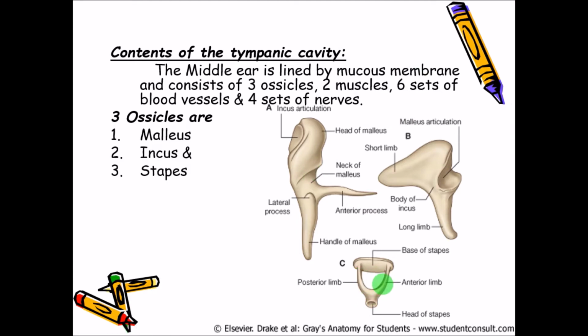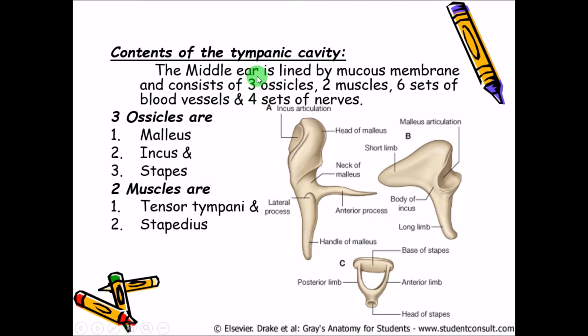These 3 small bones, called ossicles, are present in the middle ear. Along with that there are 2 muscles, the tensor tympani and the stapedius. There are 6 sets of blood vessels, just double, and 4 sets of nerves. We will talk about the blood vessels and nerves later when we talk about the blood supply and nerve supply. So the 3 ossicles are malleus, incus and stapes, and the 2 muscles are tensor tympani and stapedius.